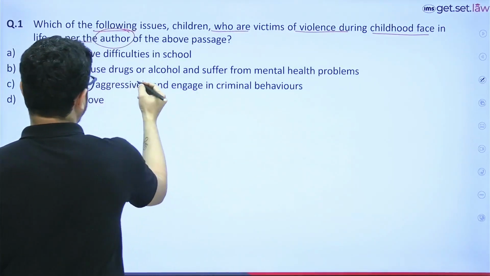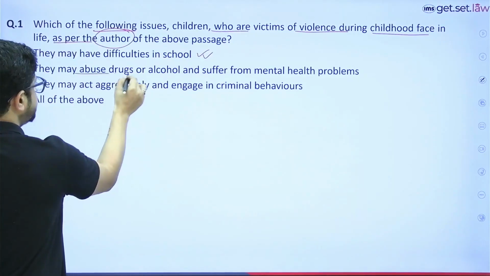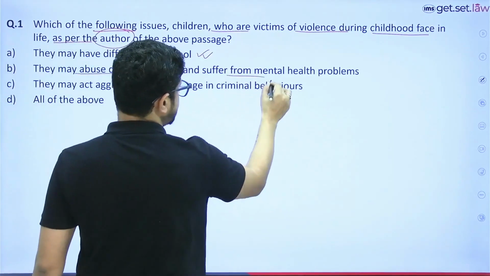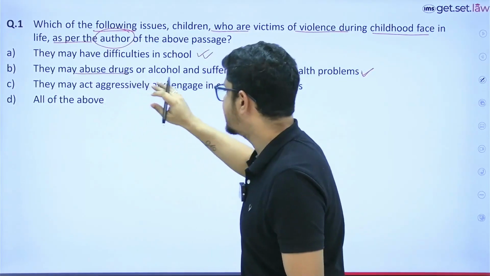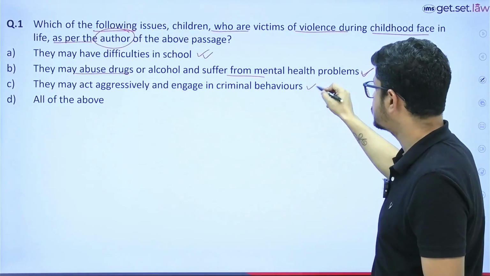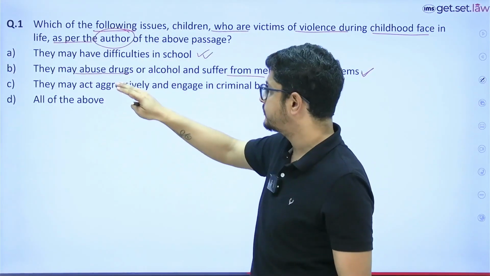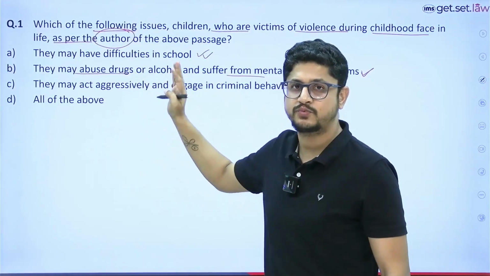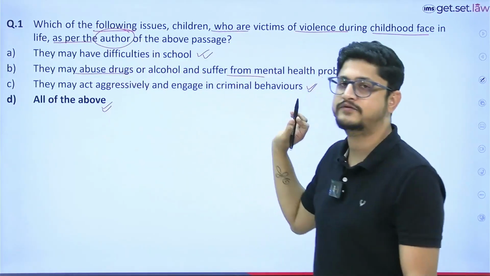They say they may have difficulties in school, so definitely it could be the one. They may abuse drugs or alcohol and suffer from mental health problems, so psychological problems are also there. They may act aggressively and engage in criminal behaviors also. So which issue is it referring to? It's all these issues which are there, which makes option D, that is all the issues are there. So all of the above is the correct one.